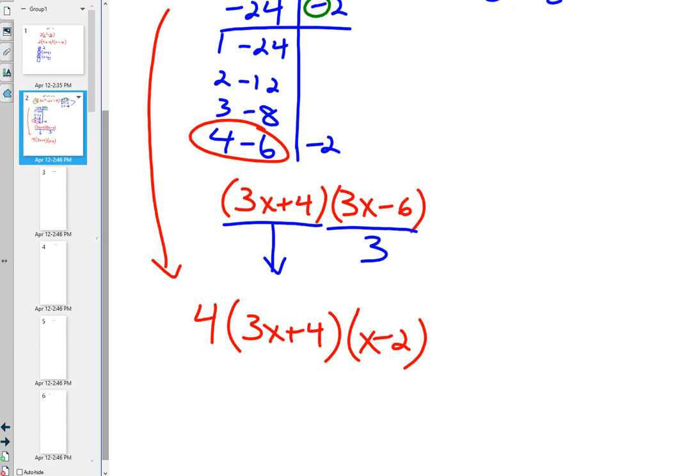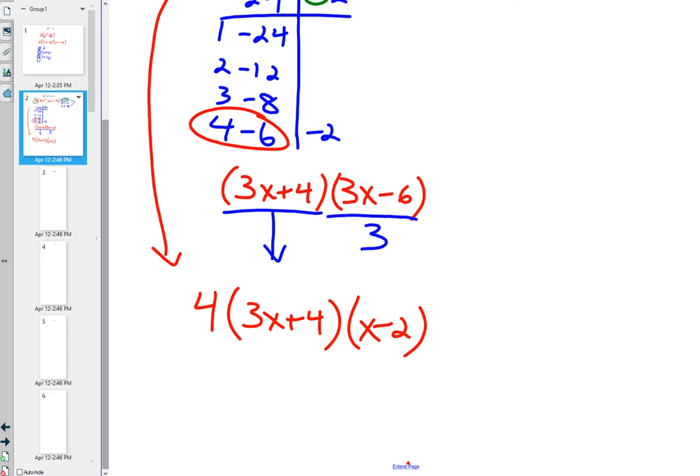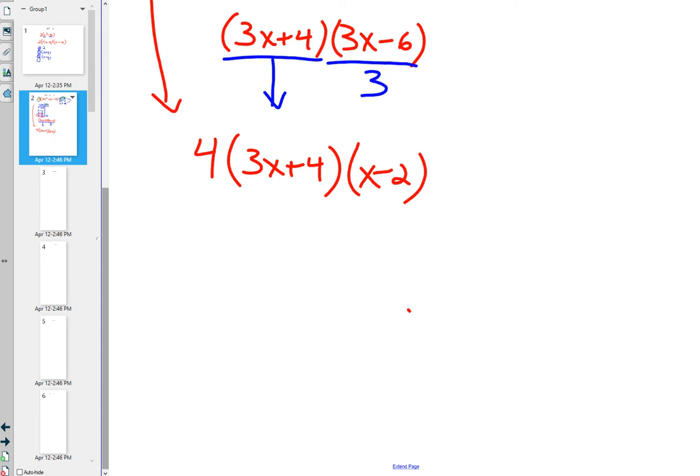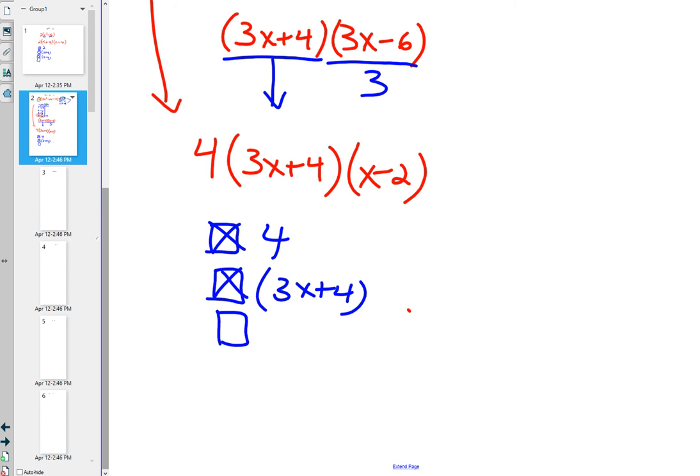If we were to go back in our time machine to Friday when we were taking this practice test, as far as the selection goes, you would have picked the box next to the 4, you would have picked the box next to the 3x plus 4, and you would have picked the box next to the x minus 2.